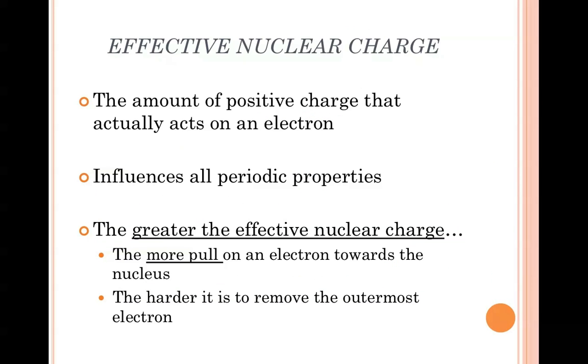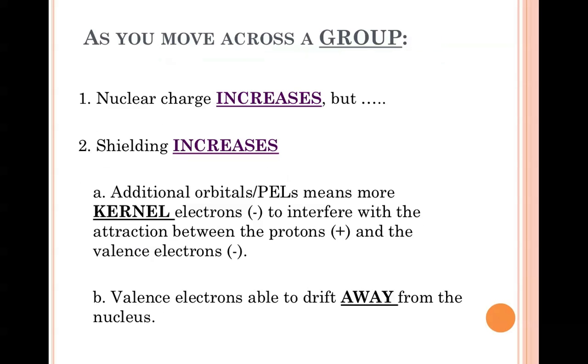Again, just to recap, when we talk about effective nuclear charge, this is the amount of positive charge that actually acts on an electron. It influences all the periodic properties that we're going to talk about. So the greater the effective nuclear charge, the more pull on an electron toward the nucleus, and it also becomes harder to remove it, which we're going to tie into Concept D.